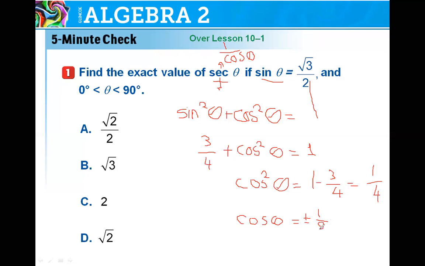We work in the first quadrant, and in the first quadrant all the trig functions are positive. So we only take the positive value. So cosine theta is equal to half, but I don't need cosine, I need secant. So flip it, and the answer is 2. Excellent.